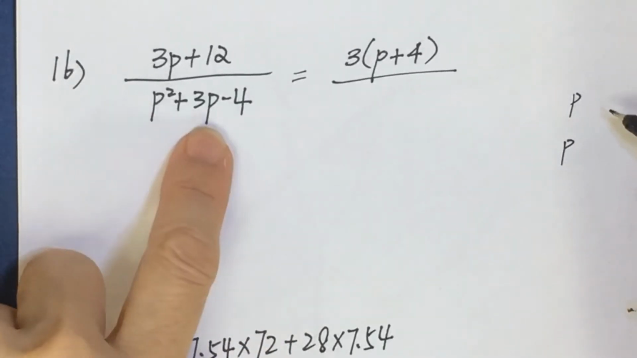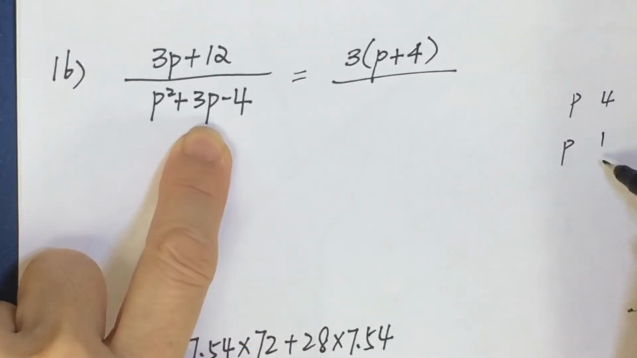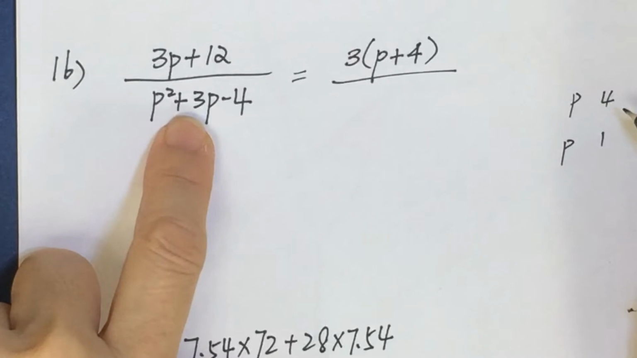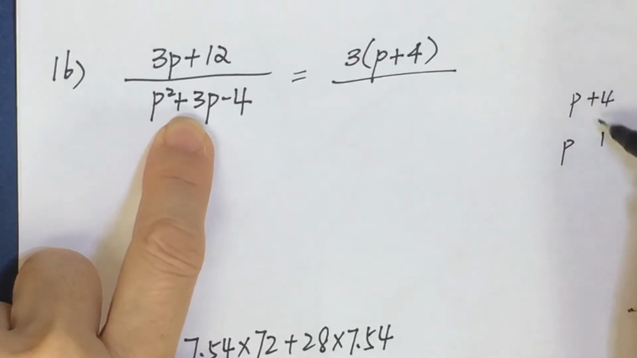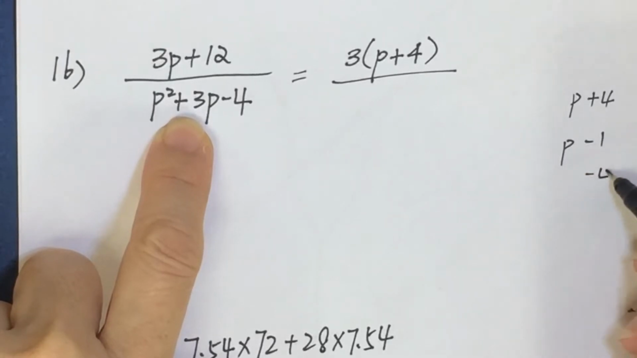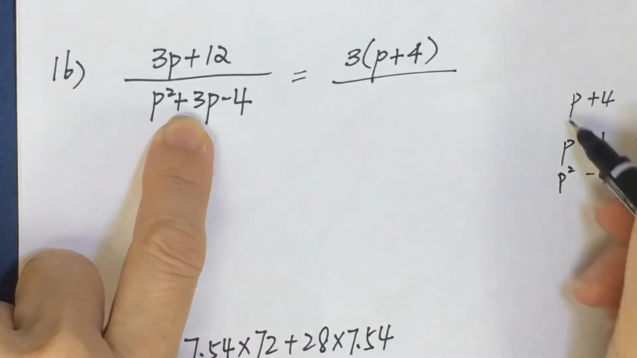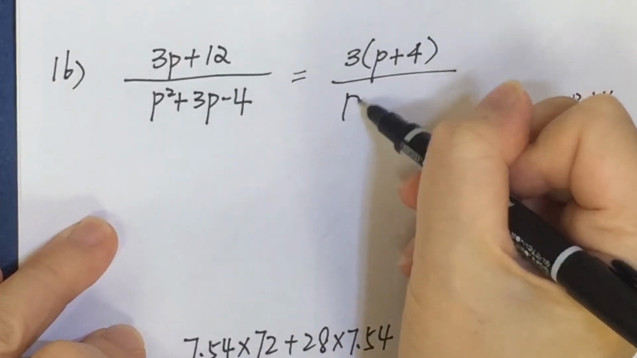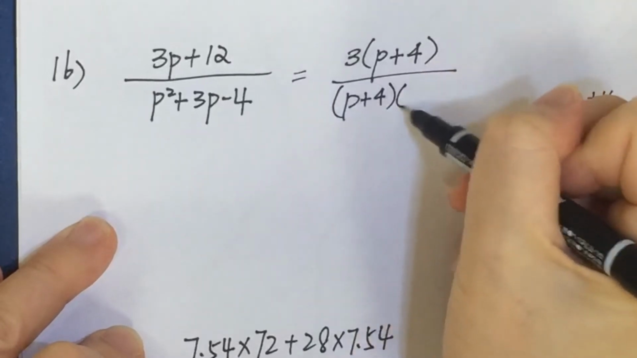So you put p, p and then 4 and 1. If you want the middle term to be a positive 3, that means you have to put a positive here and a negative here, so that when this multiplies together it is negative 4, and this multiplies together it is p squared. You're getting 4p minus p, which is 3p. So it fits very well. So you have p plus 4 and p minus 1.